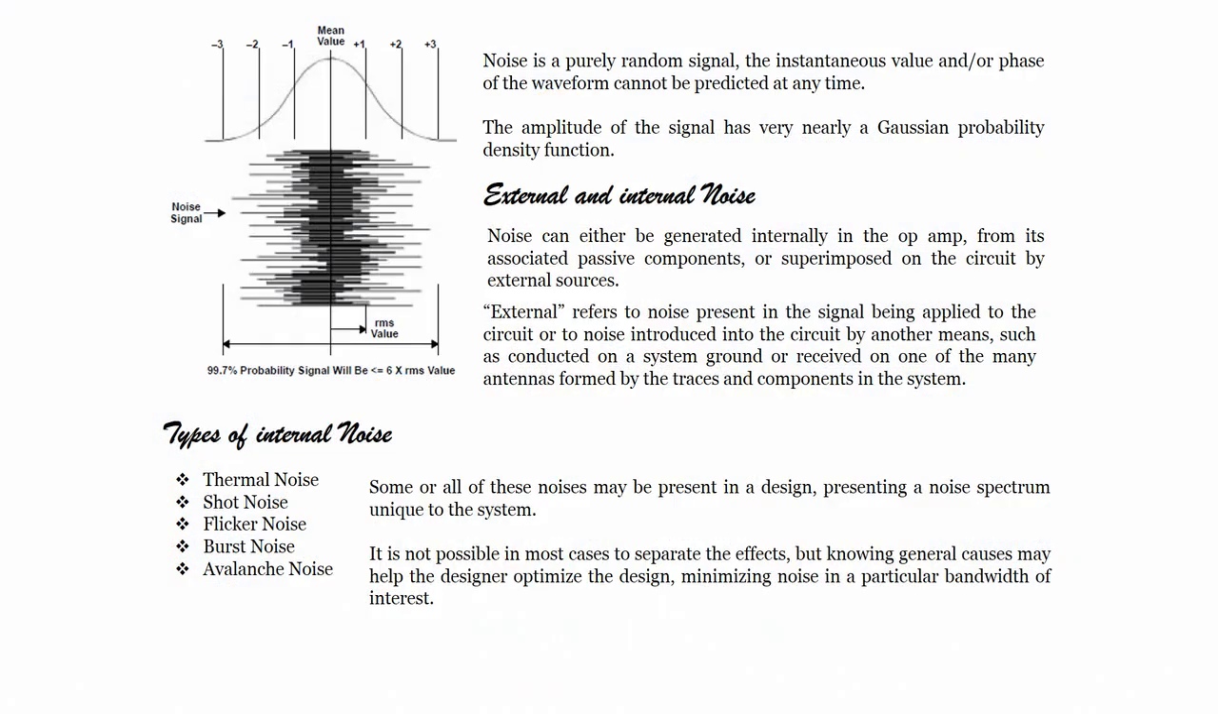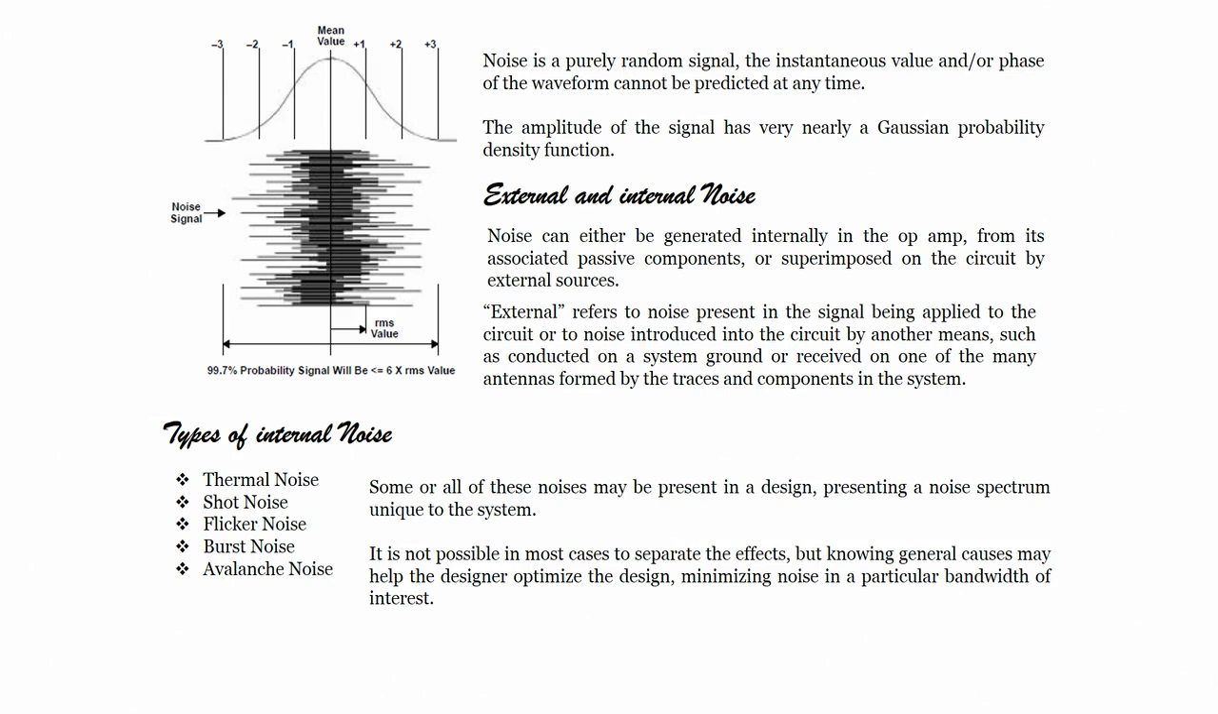So, in theory, or quickly, if we want to define noise, then you can say that noise is nothing but a random fluctuation in an electrical signal, all right. So, let us now see what are the kinds of noise present in the electrical signal. If you see the slide, noise is a purely random signal; the instantaneous value or phase of the waveform cannot be predicted at any time.